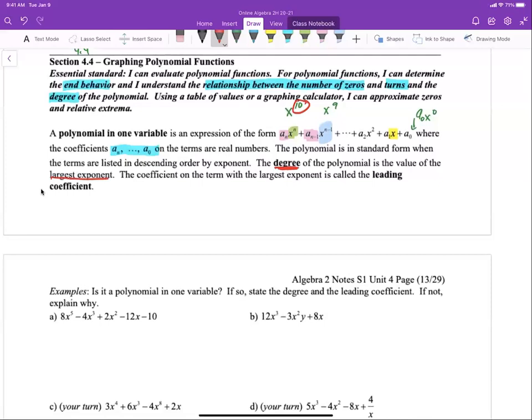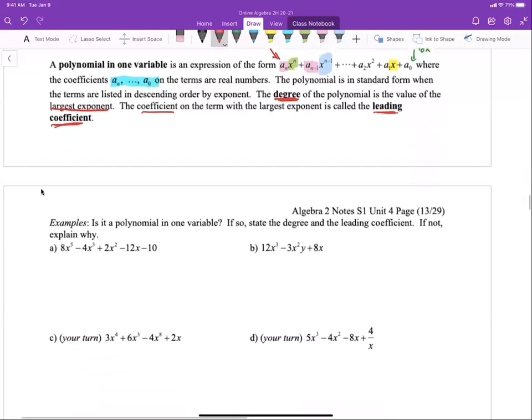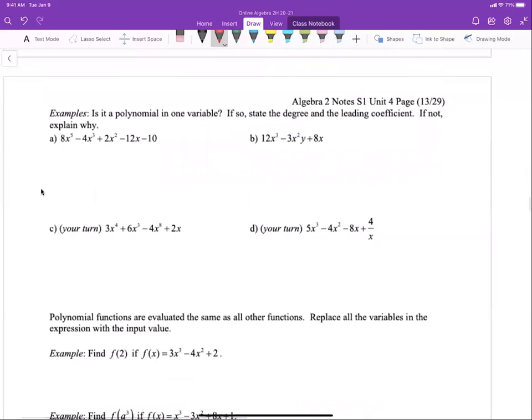And then one more very important definition, the coefficient on the term with the largest exponent is given a special name and is called the leading coefficient. So that would be the a to the n, which is multiplied times the term with the largest exponent. Okay, so let's just do some examples. Is the polynomial in one variable? And if so, state the degree and the leading coefficient.